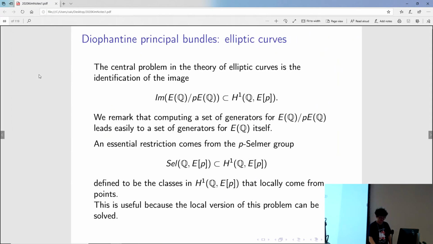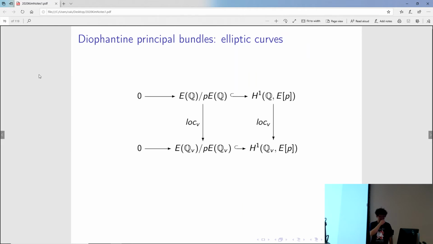So here's the diagram. This is the connecting homomorphism just discussed. There's a version of it over a completion, Q_v, for every v. So you get this commutative diagram, one involving the global principal bundle, one involving local ones, and over there global points and local points.